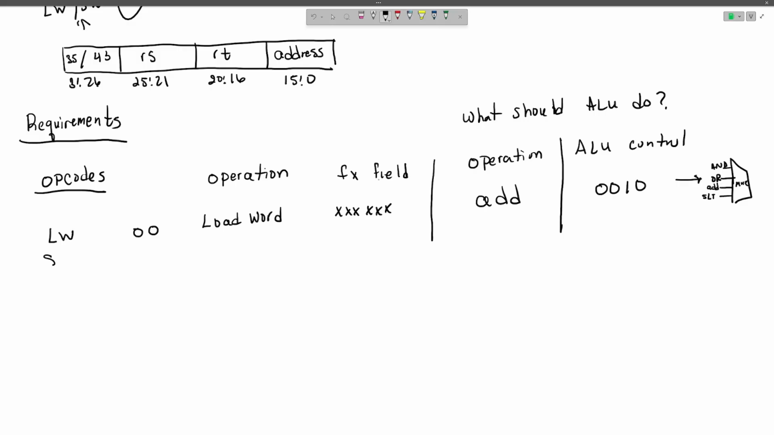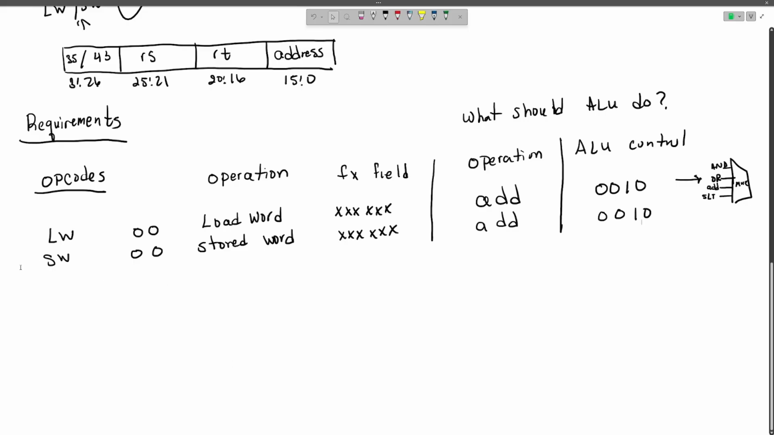So we also want store word, and to do that, we use the same bits, the same opcode field. We also don't care about the function field, and we're adding again. So to add, we use the same bits on the ALU control.